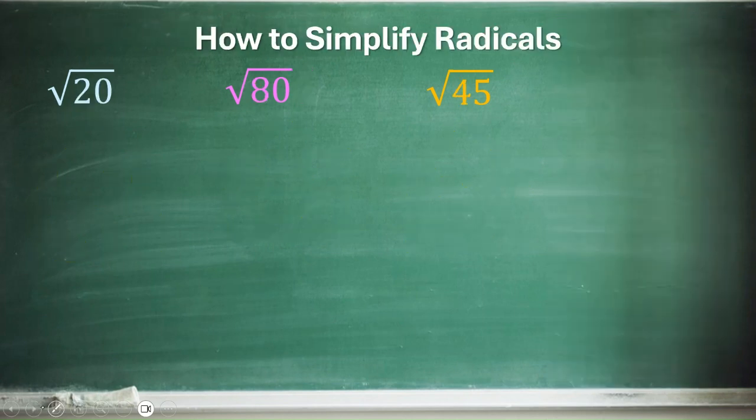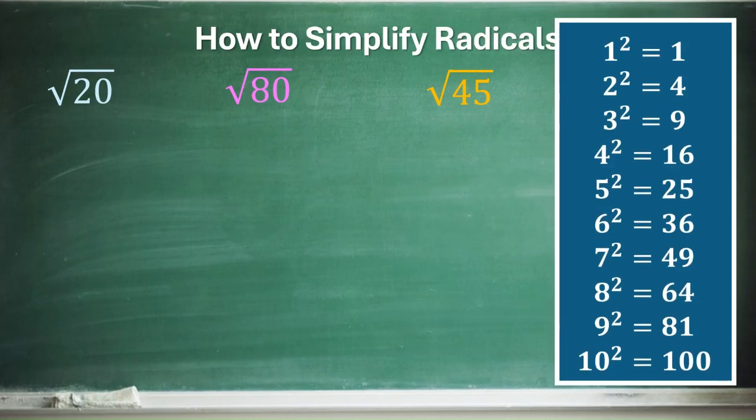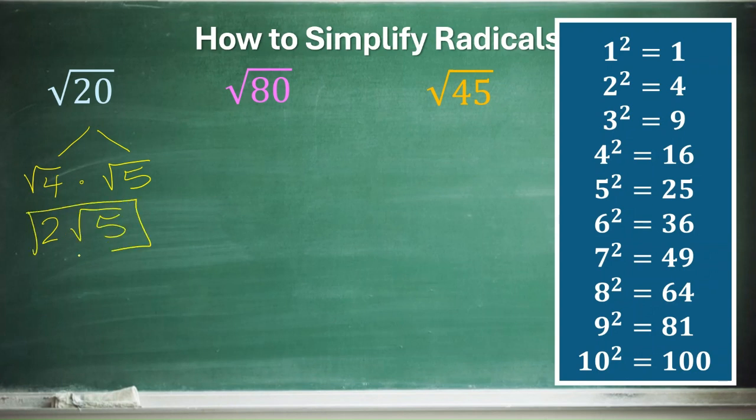So let's get our little chart up here. Root 20. I know that 4 times 5 makes 20, so if I write that as a product of roots, root 4 times root 5 is root 20. 4 is the perfect square, so 2 root 5 is the simplified version of root 20.